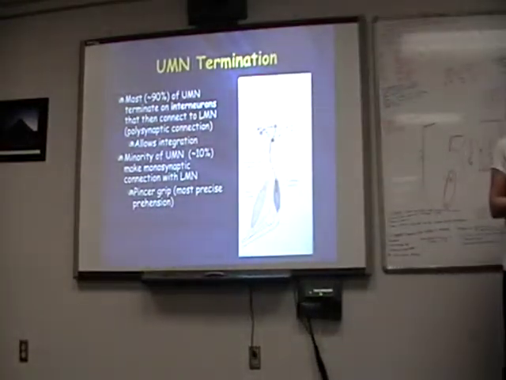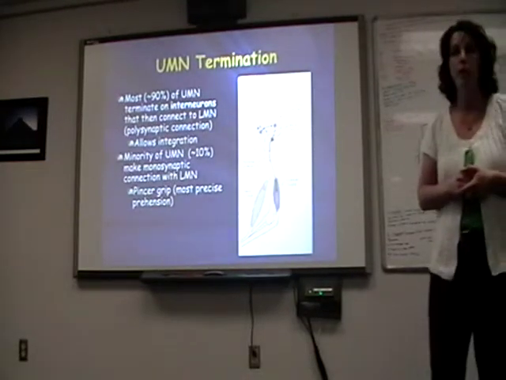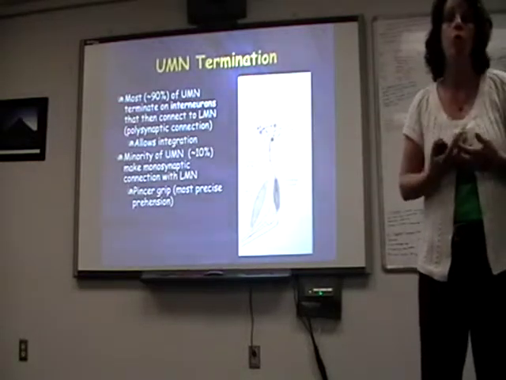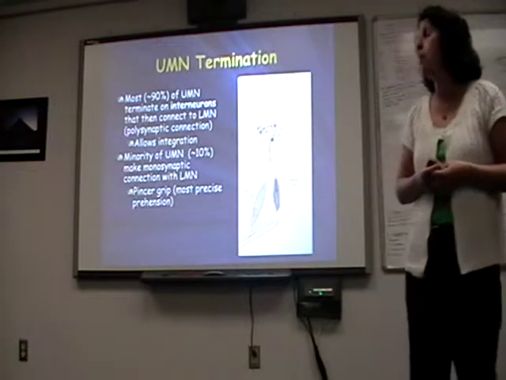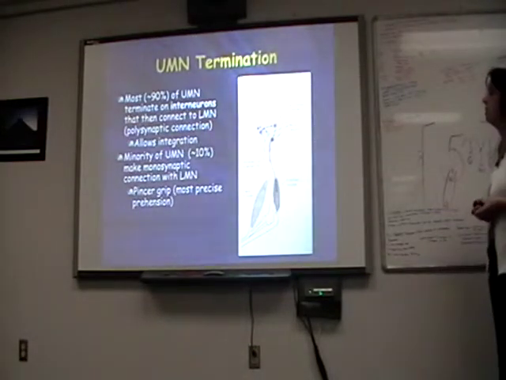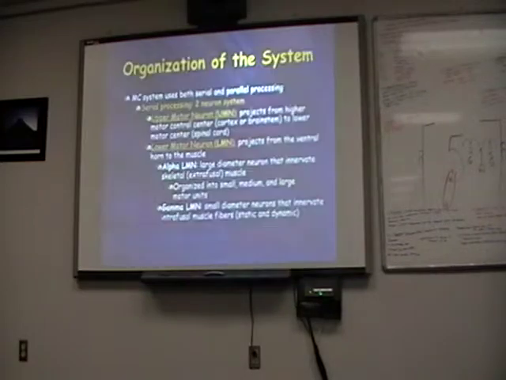I've kind of made it sound like upper motor neurons inhibit lower motor neurons, and they do. But most of them actually do this through an interneuron. They synapse at an inhibitory interneuron. We do have some monosynaptic connections, and those are the more precise connections. These are the ones to essentially the muscles of the hand. So our upper motor neurons do terminate somewhat differently.